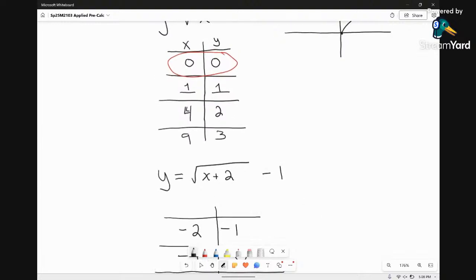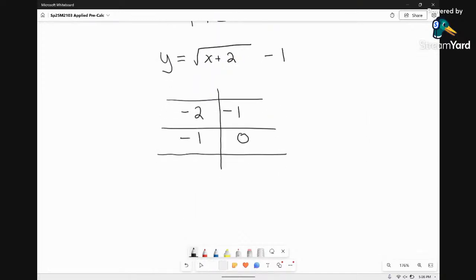Let's go back to this one. That was our start. The next nice input that I don't need a calculator for is 4 units ahead. What's 4 in front of -2? +2. Sub it in. Add 2 becomes 4. Sweet. Square root of 4 is 2. Take away 1 is 1.